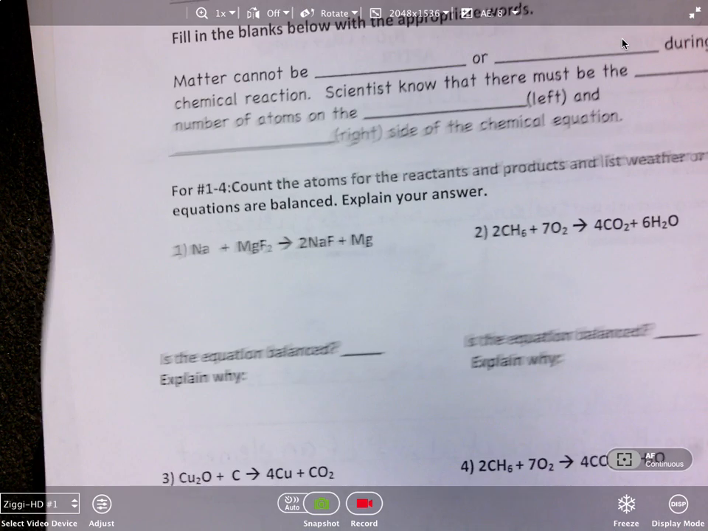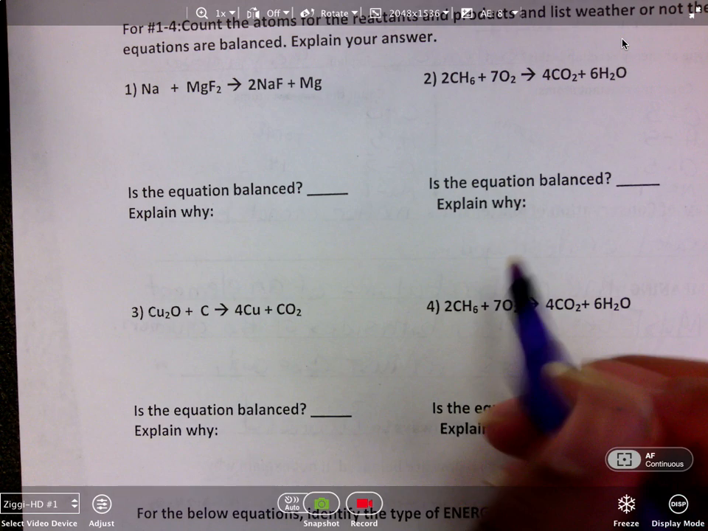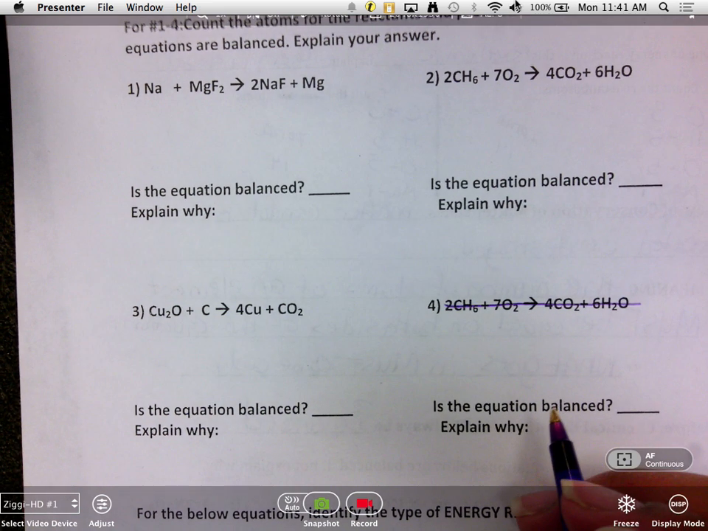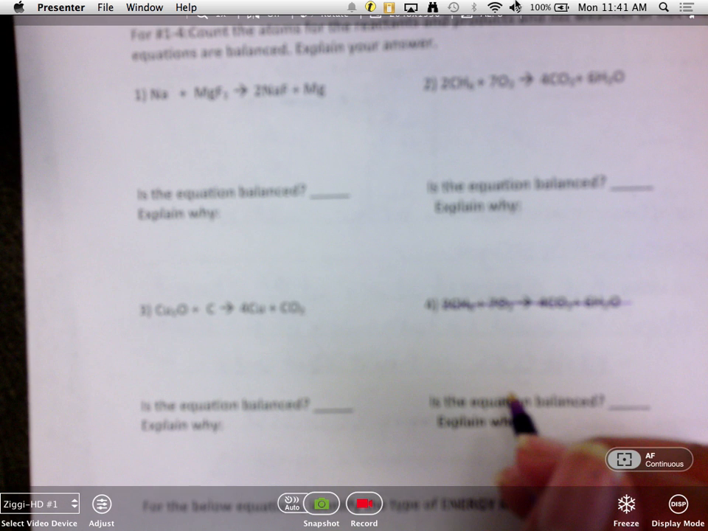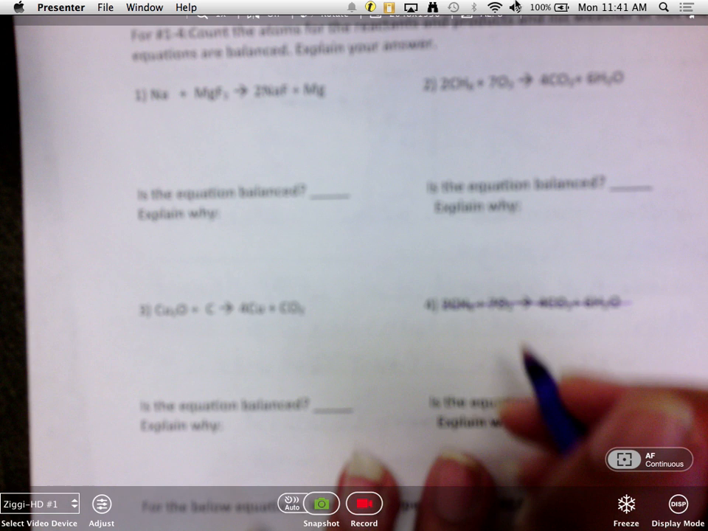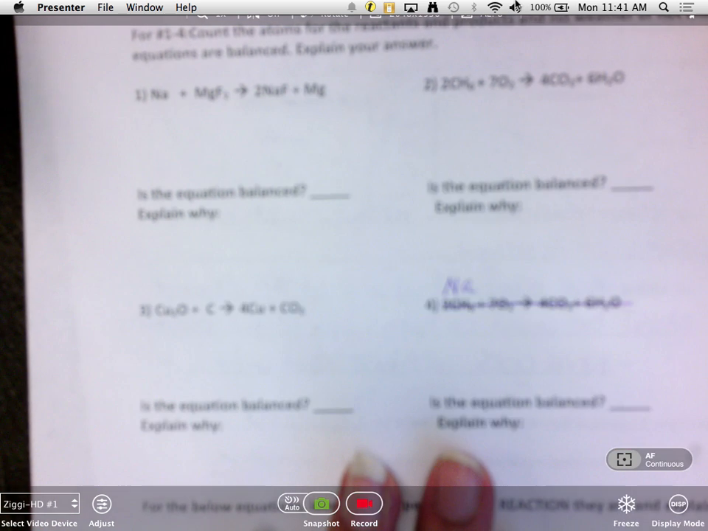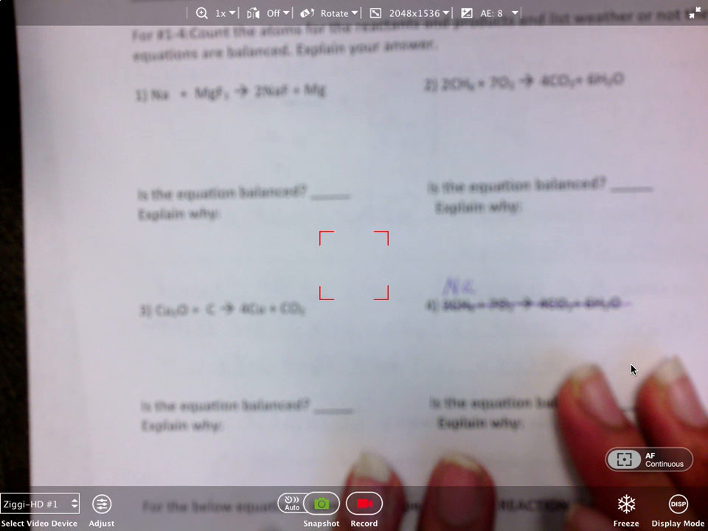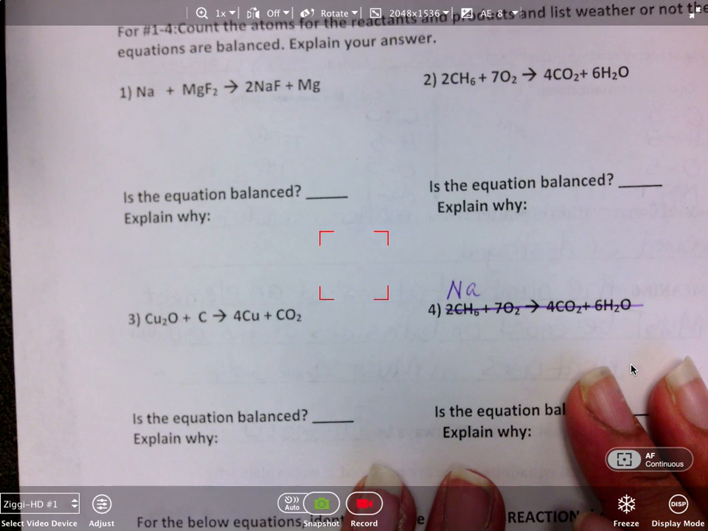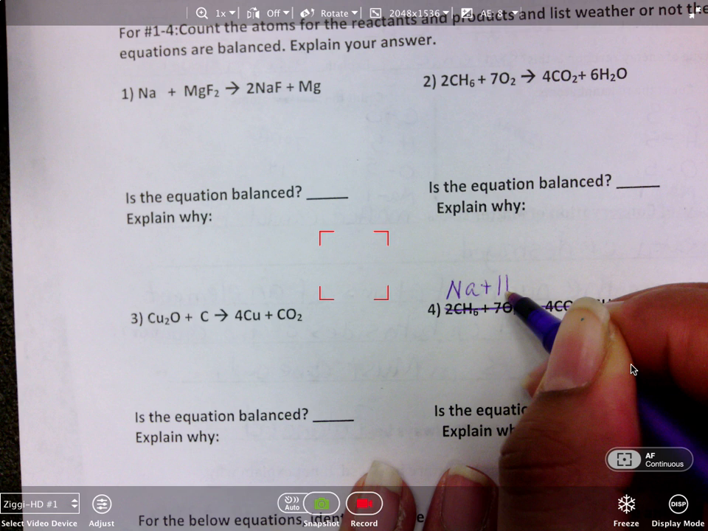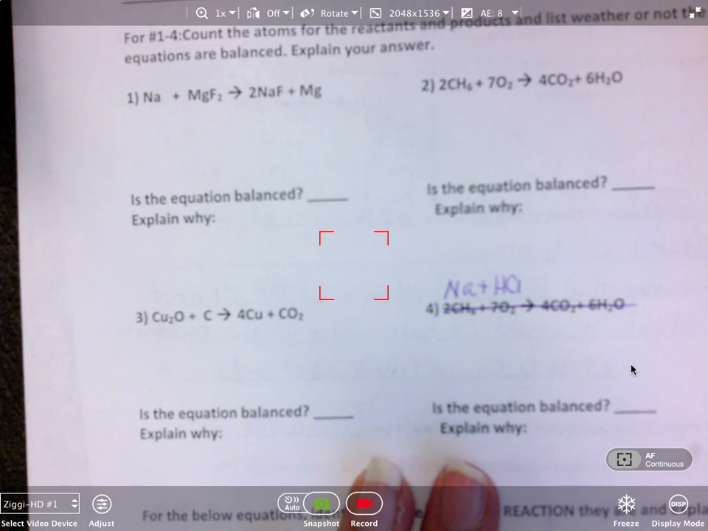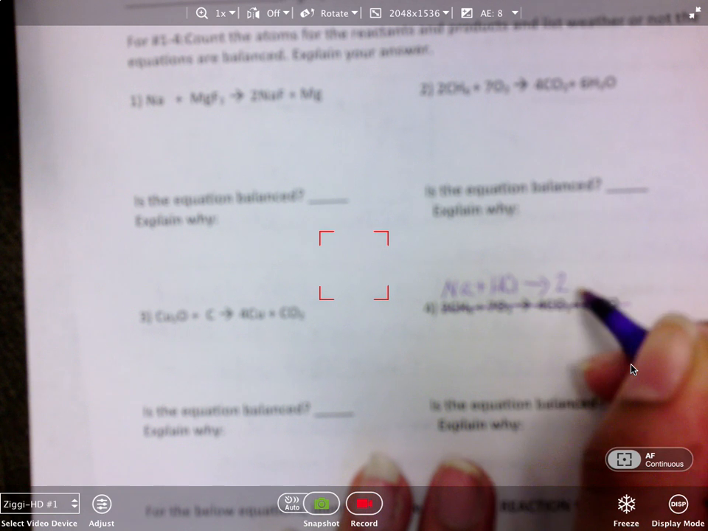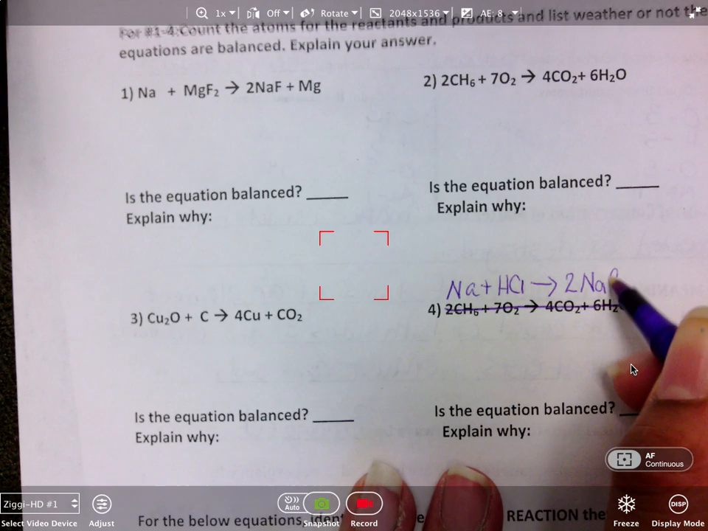There's a change that we need to make. So if you look at number 4, cross off this equation and you're going to rewrite another equation. The equation for number 4, you're going to write Na plus HCl, and that's going to yield 2NaCl.